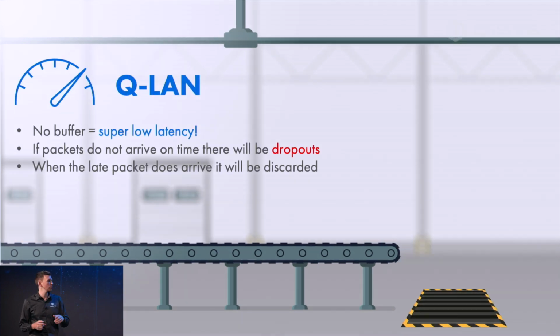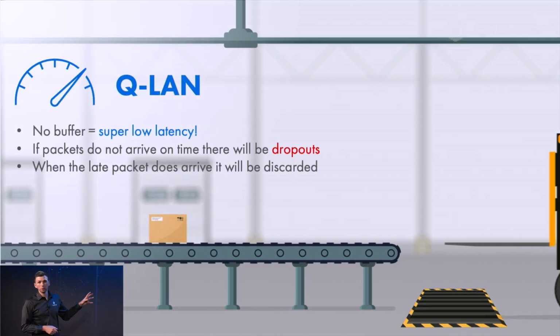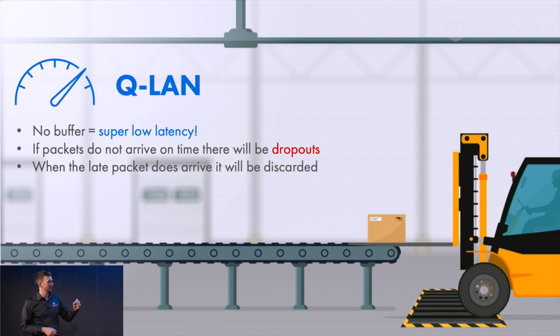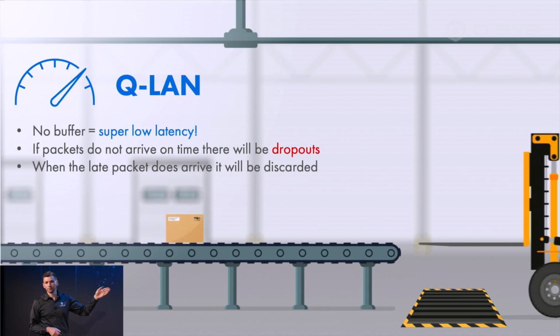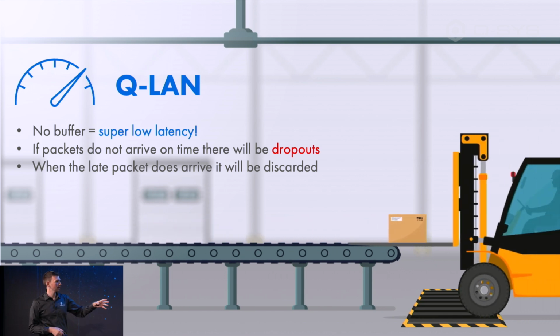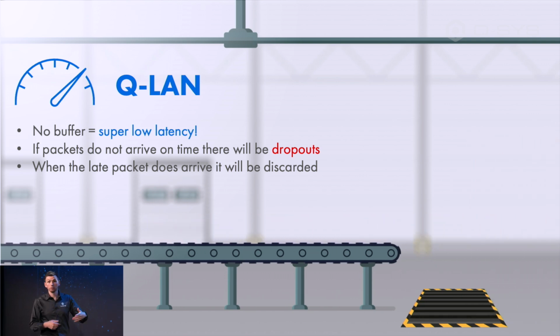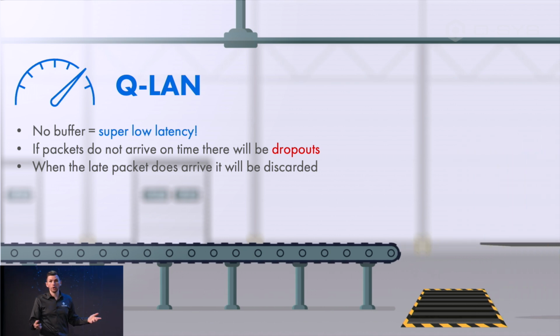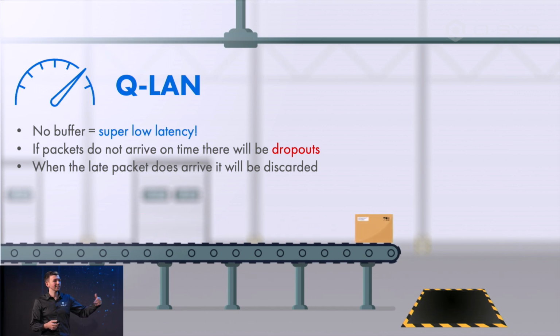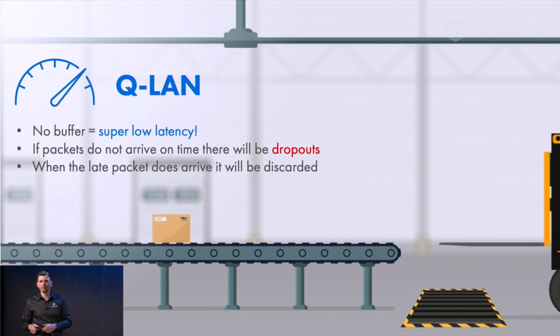So let's have a look at Q-LAN here. There's no real buffer, which means super low latency, but it means that every packet gets collected as it comes in, okay? And as you're about to see, if we get the truck appearing ready for the next packet and it's not there, well, now you've got an audio dropout, okay? Now you've got nothing. And if that packet then does arrive, it's not going to get picked up because it's late. It's now irrelevant because we have that really tight synchronization. We're always playing out the packets at the right time, okay?